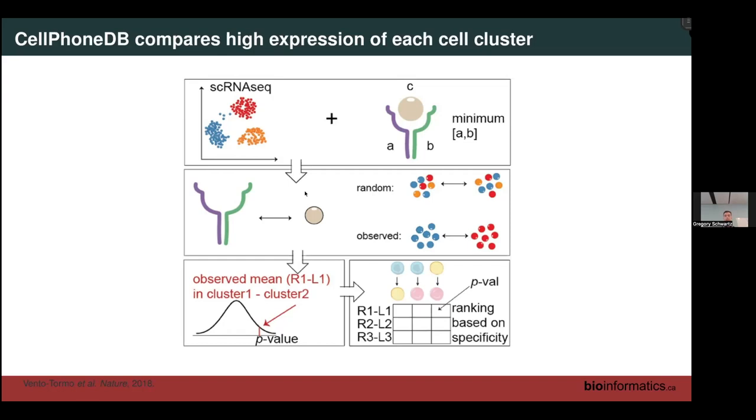To see whether it's statistically significant or not, they do a permutation test. They randomly shuffle the cluster assignments of each of the cells and see whether their observed mean is larger than what they would get from that shuffle. If the null distribution of the shuffle is much, much smaller than the observed value, then it's going to have a very low p-value. It's probably statistically significant that these two clusters are communicating with that particular ligand-receptor pair.